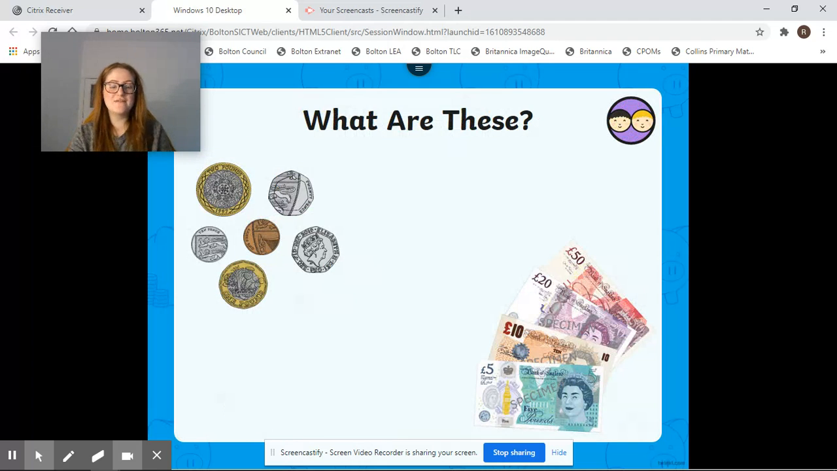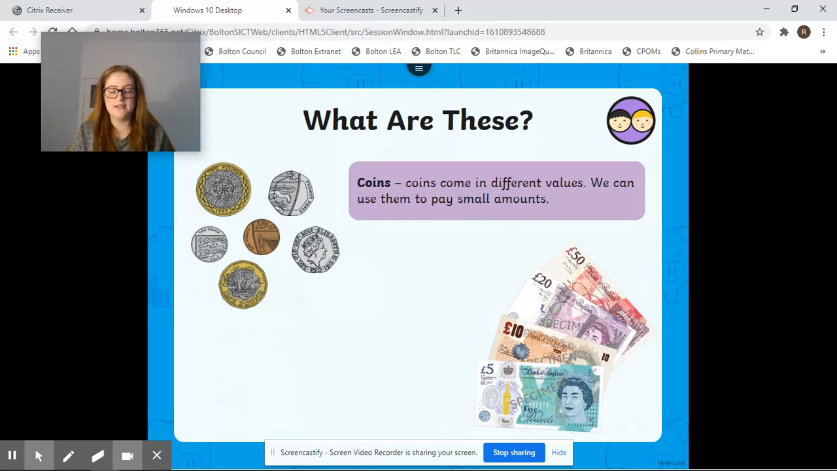So you should have written a little list of the different things that we need money for. What we're going to do now is look at the different forms that money comes in. You can see from the screen that there are two different pictures here. The first one is coins. Coins come in different values.